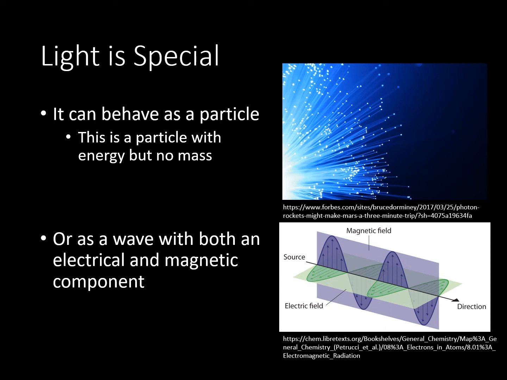So when it behaves as a wave, or when we're describing it as a wave, it has both a magnetic and electric component, which is why we also refer to light as being electromagnetic radiation. And this can be visualized in this bottom diagram here, where we have a magnetic field that is oscillating in a wave like this, and an electrical field which is oscillating as a wave in this direction.